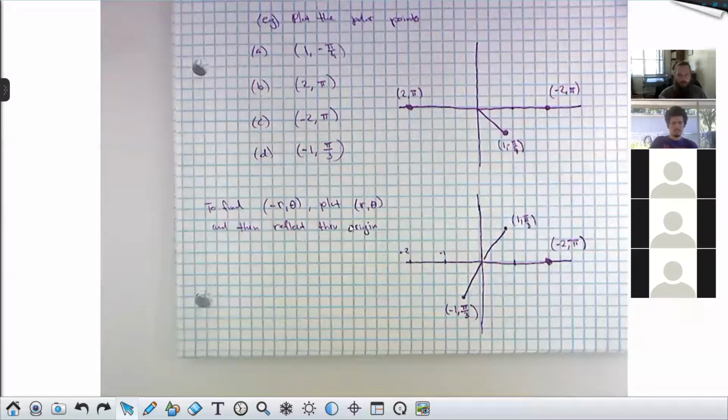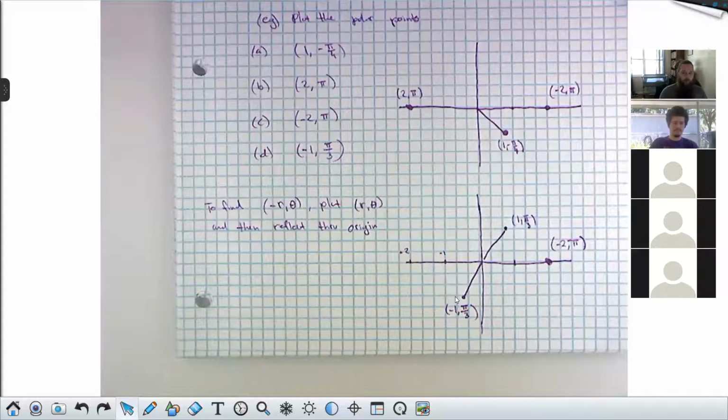So if your radius is negative, the way I do it is the second way. That's the way I was taught. And that's the way that I like, because it exploits symmetry. So if I want to find -1 comma pi over 3, first I find +1 comma pi over 3 and reflect it through the origin. But the alternate way works also. You could just go out on the negative polar axis and then rotate. Either one works.